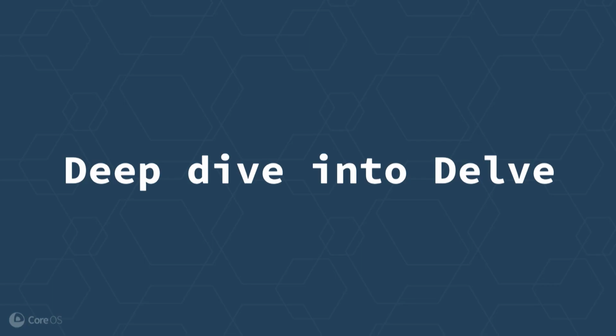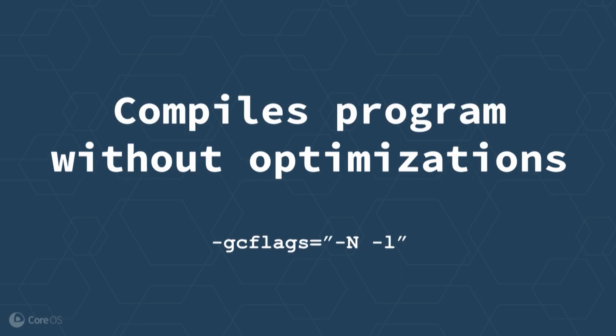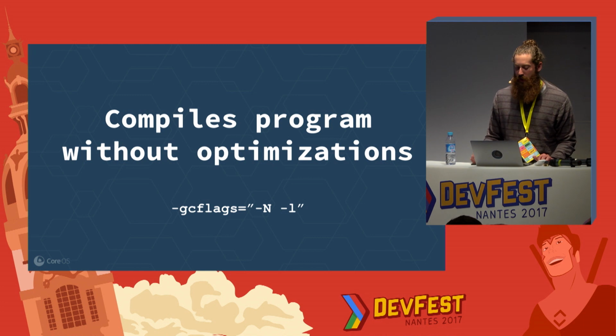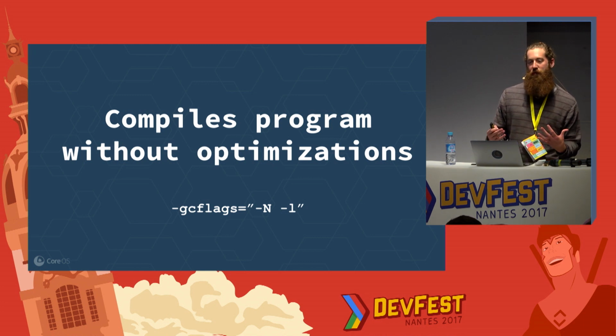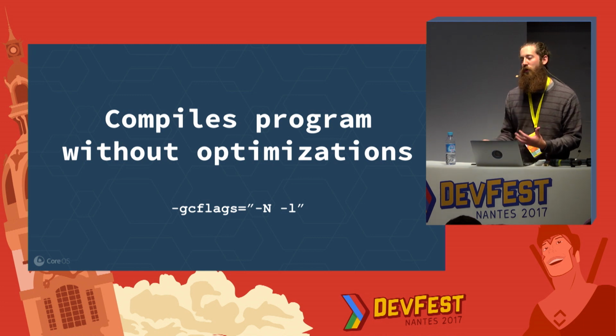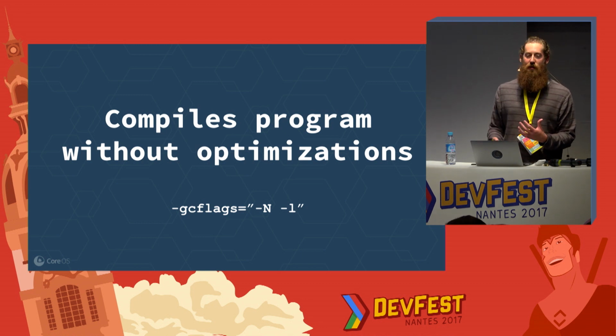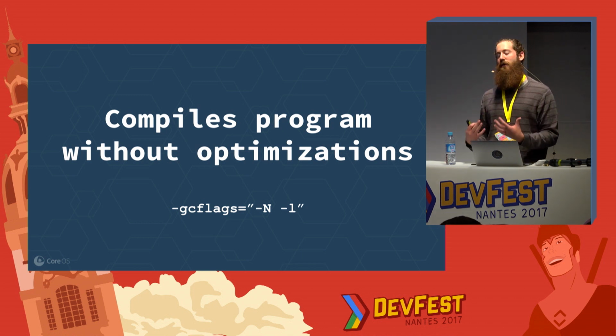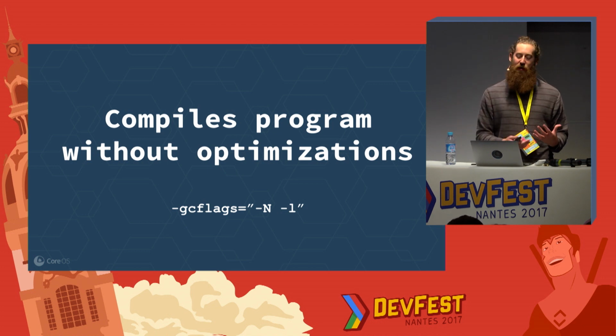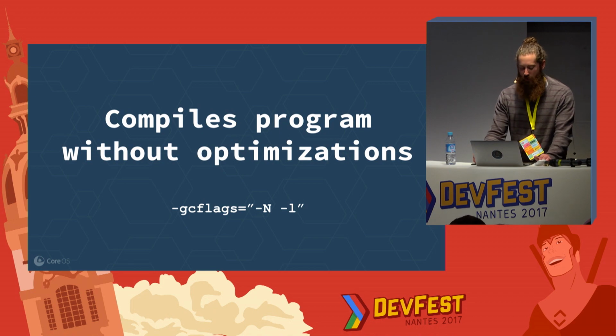All right, so let's switch back. Let's take a deeper dive into Delve and how Delve works. By default, when you use any of the basic Delve commands, which I'll show later, it does a couple of things for you to make your life a lot easier. It'll compile your program without optimizations. As I mentioned earlier, the Go toolchain will automatically provide optimizations to your code, such as function inlining, registrization of variables, and so on.